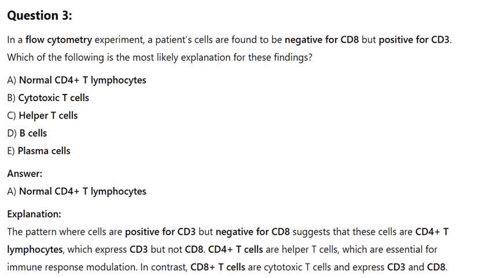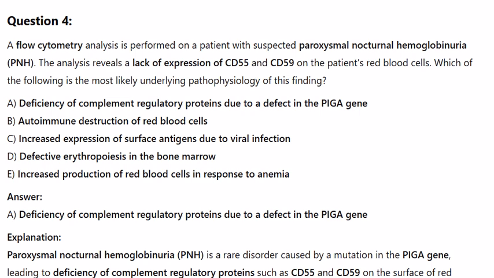Question 4. A flow cytometry analysis is performed on a patient with suspected paroxysmal nocturnal hemoglobinuria, PNH. The analysis reveals a lack of expression of CD55 and CD59 on the patient's red blood cells. Which of the following is the most likely underlying pathophysiology of this finding?